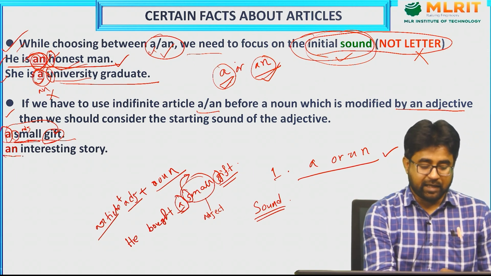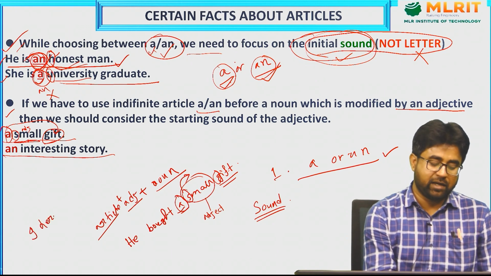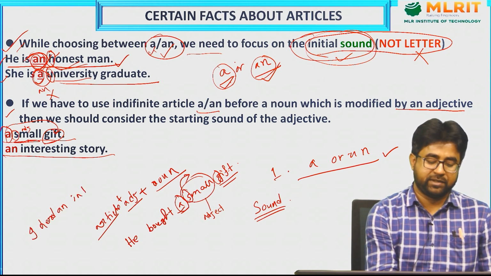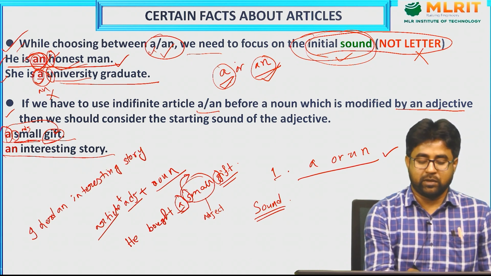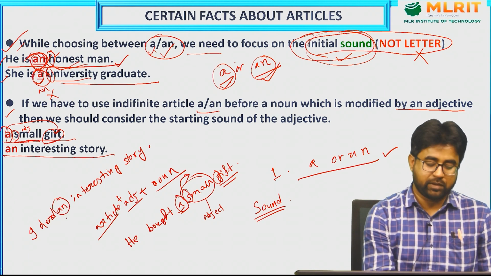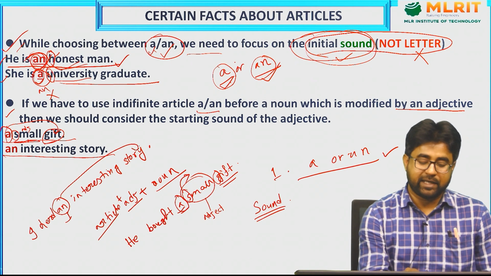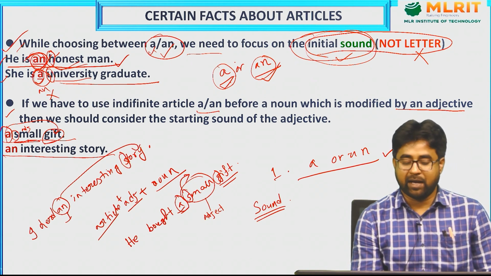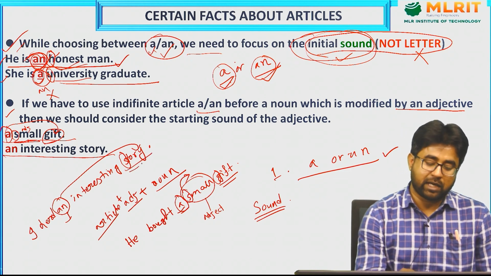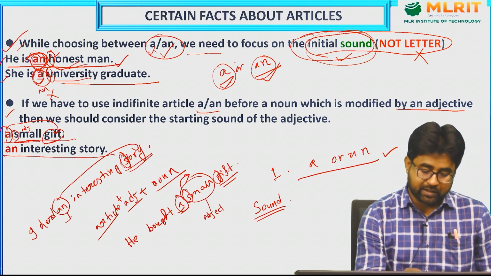Now see here, let's make a complete sentence. If I write, "I heard an interesting story." You can observe here, this particular article "an" is related to this noun, right? So you might be having the doubt that this particular noun starts with S, a capital letter, a consonant sound. So why is it "an"?